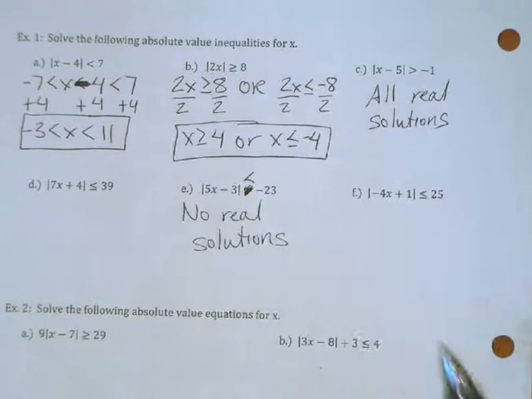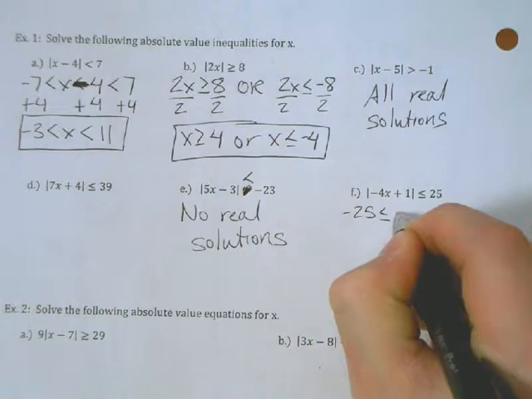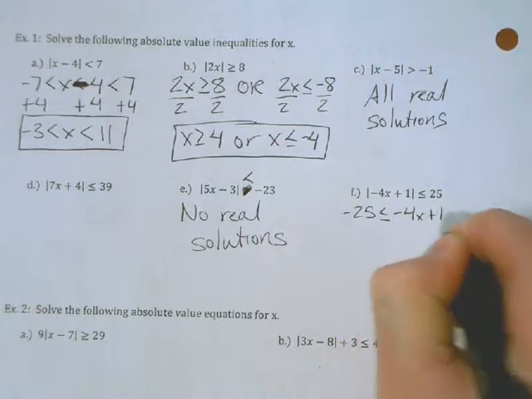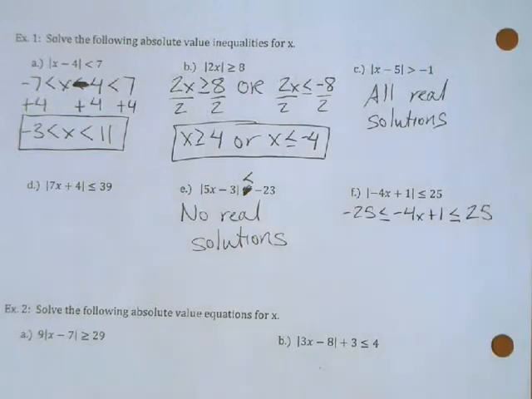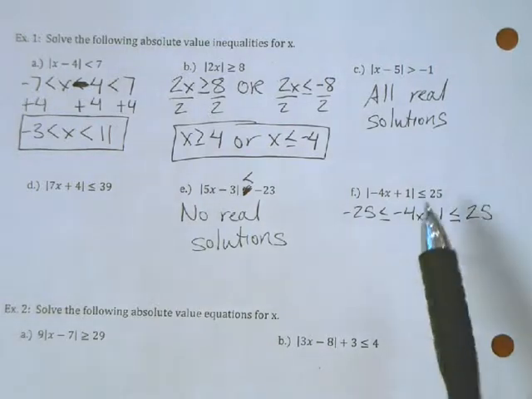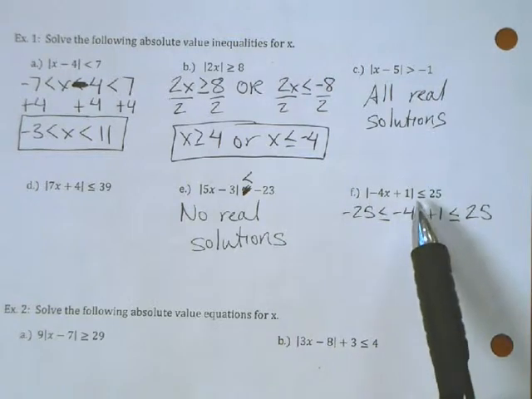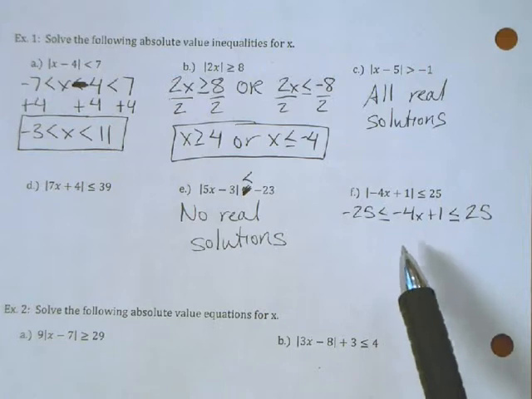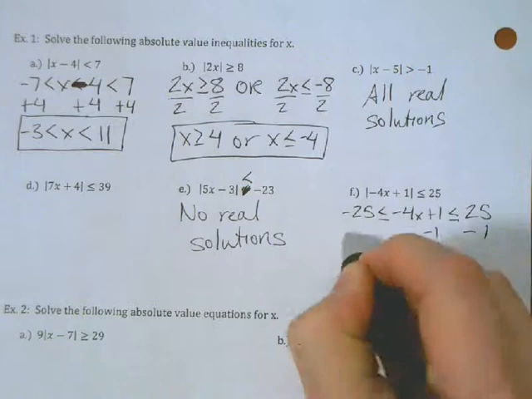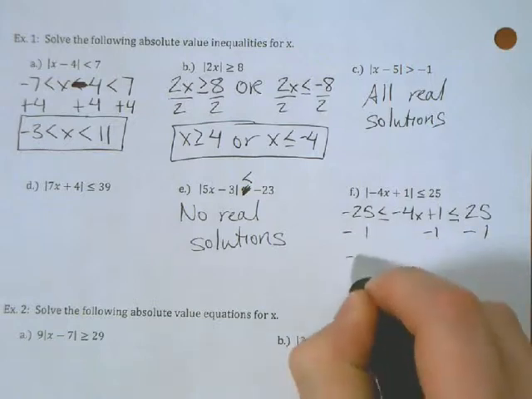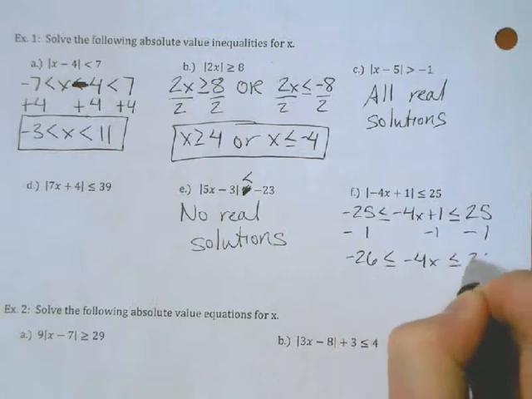Negative 25 is less than or equal to negative 4x plus 1, which is less than or equal to 25. Excellent. So Mitch saw that this is a less than sign in the original inequality, so we treat this like an "and" inequality. So now I'm going to subtract 1 on all sides, not just my favorite side, but all sides. So I get negative 26 is less than or equal to negative 4x, which is less than or equal to 24.